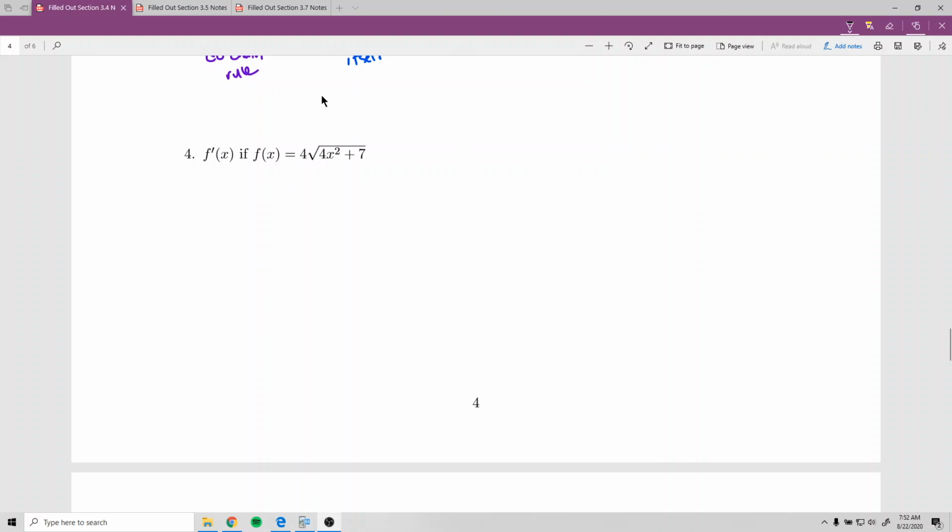All right, so what we have here, number 4, we want to do the derivative of the function 4 times the square root of 4x squared plus 7. Now, one thing about derivatives is that we have those rules, power rules, exponential rule, logarithmic rule. So, we don't have a radical rule because radicals are just fractional exponents. So anytime you want to do the derivative with a radical, change the radical to exponential form.